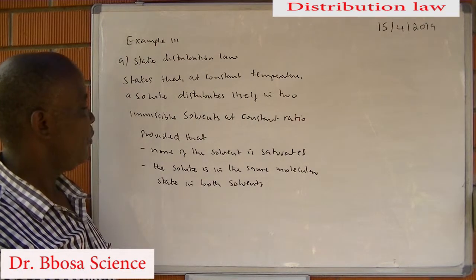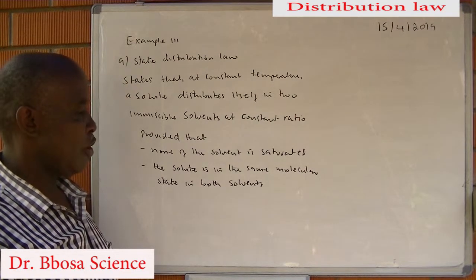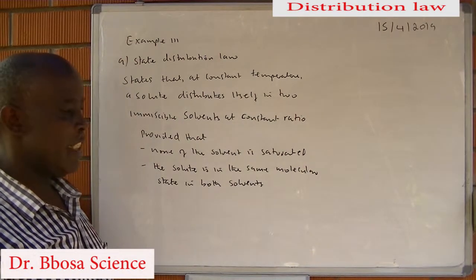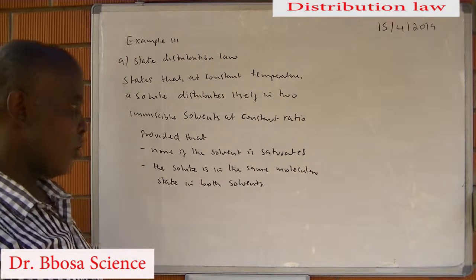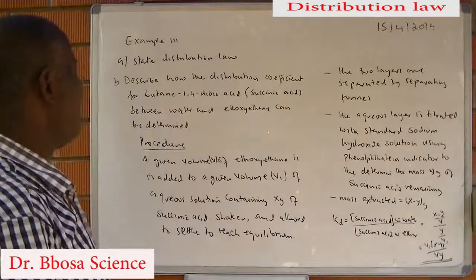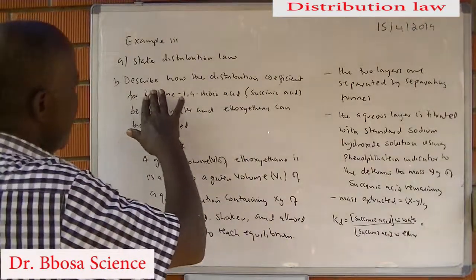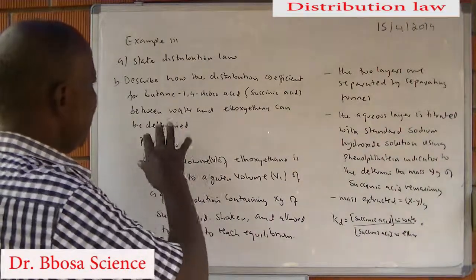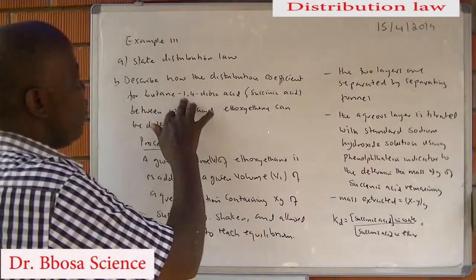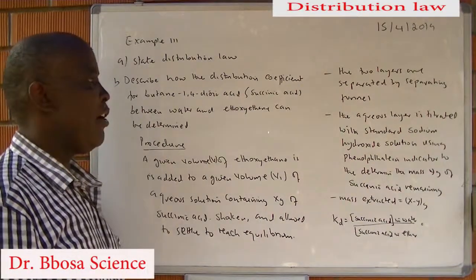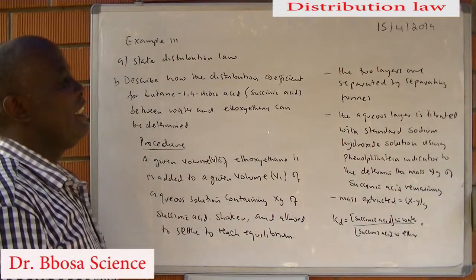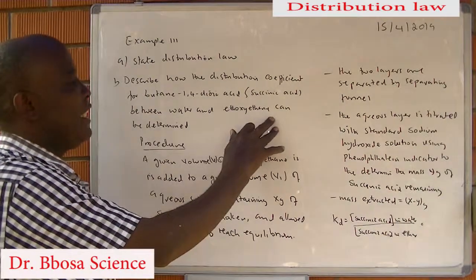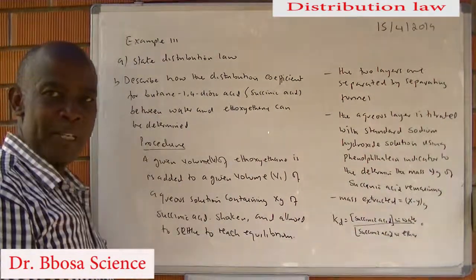Example 3, part A, state the distribution law. It states that at constant temperature, a solute distributes itself between two immiscible solvents at a constant ratio, provided that: 1, none of the solvent is saturated; 2, the solute is in the same molecular state in both solvents. B, describe how the distribution coefficient for butane-1,4-dioic acid, succinic acid, between water and isoxazene can be determined.